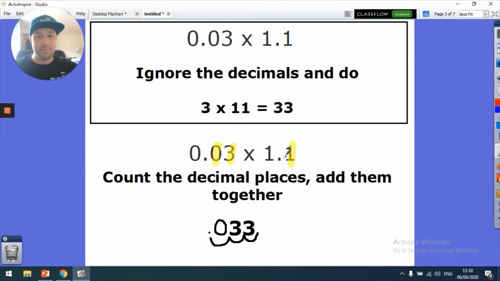0.03 times 1.1 is 0.033. So what I've done is I've ignored completely the decimals, and I've done 3 times 11, and then I've counted how many decimal places it had. 1, so places past the decimal point. 1, 2, 3, and then I've put them in. So I've taken my 33, 1, 2, 3, put my decimal there, put my 0 there, put my 0 there, ignore the equal sign, and away we go.